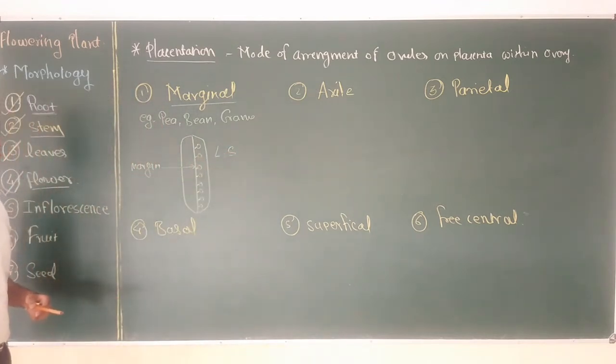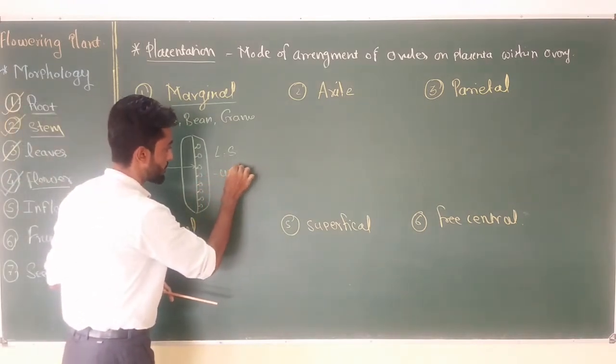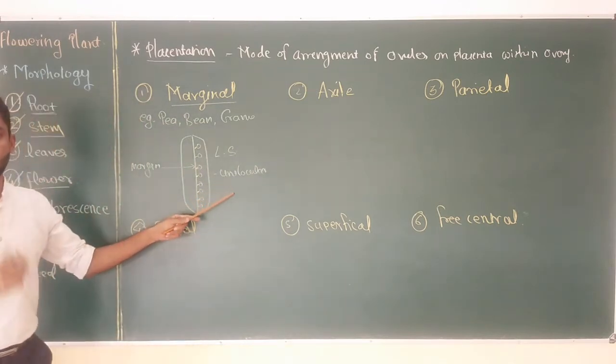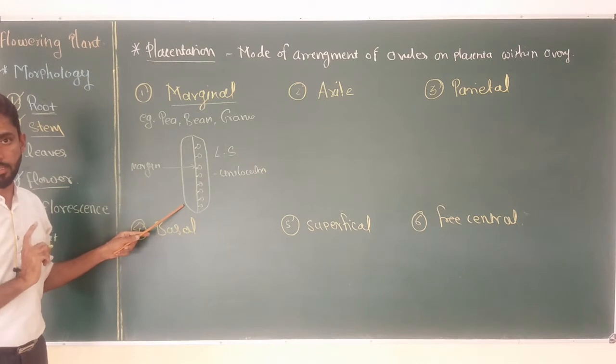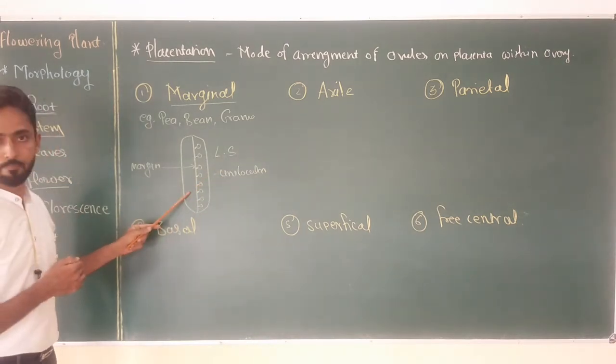Such a type of ovary is called unilocular. Why do we call it a unilocular ovary? Because the ovary has a single chamber or single compartment, and this is a unilocular multicarpellary ovary.